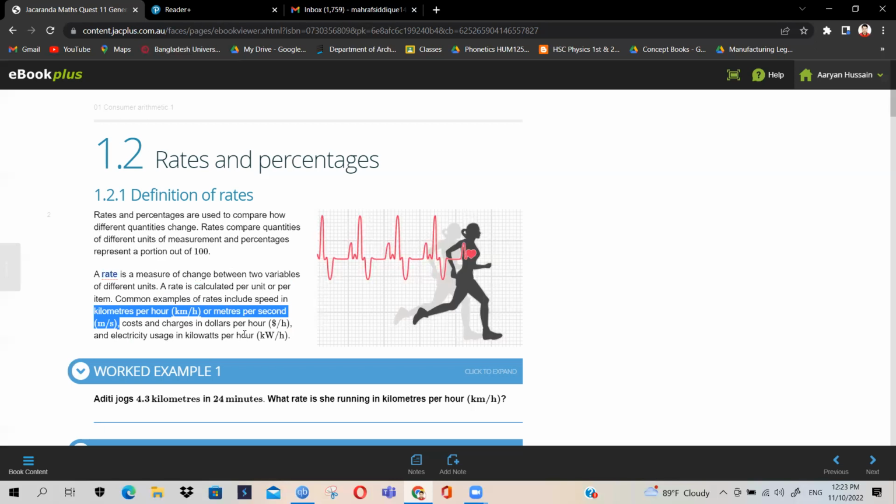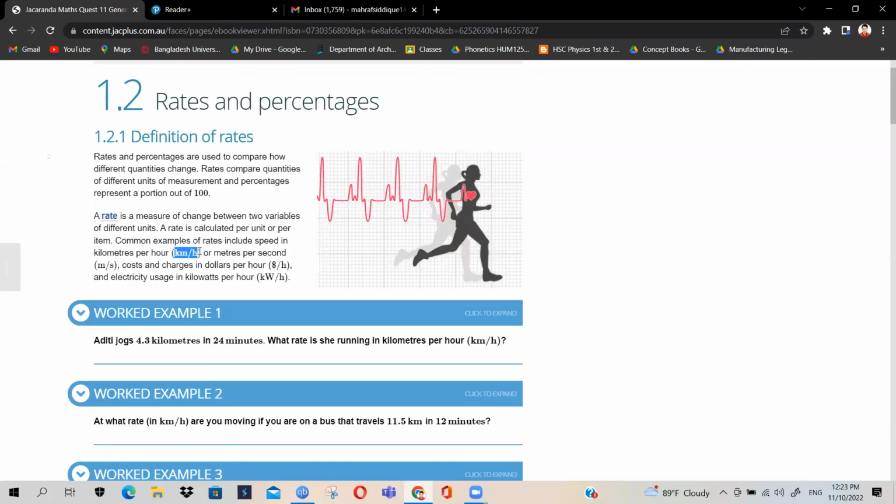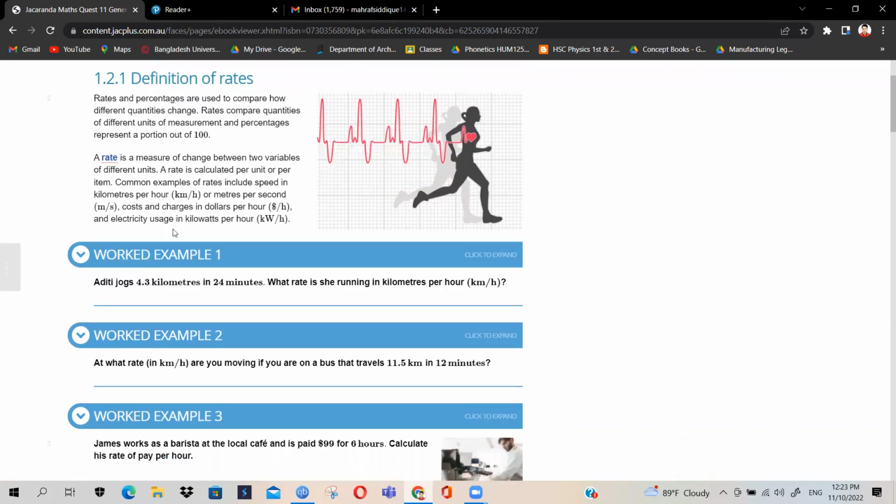Okay, all right. Based on time, in most cases we are calculating rates: kilometers per hour, meters per second, dollars per hour. I am not saying that it has to be the case all the time, but usually rates are calculated based on time.